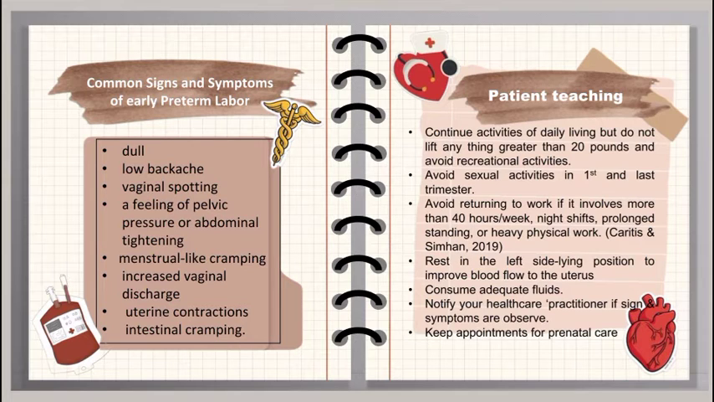So consume adequate fluid. If you are pregnant, it is important to drink 6 to 8 glasses of fluid per day as recommended for adults. And then notify your healthcare practitioner if signs and symptoms are observed. So if we experience these signs and symptoms, notify our healthcare practitioner right away so that you can be observed if you are experiencing preterm labor.